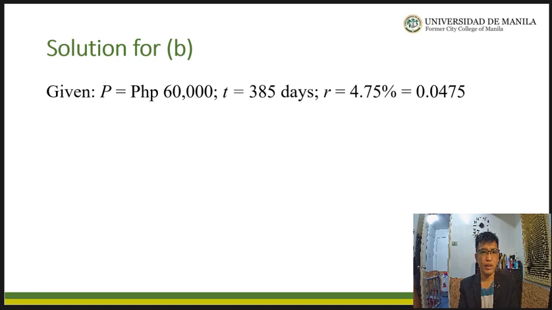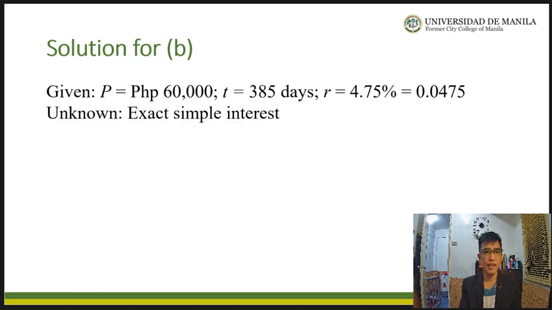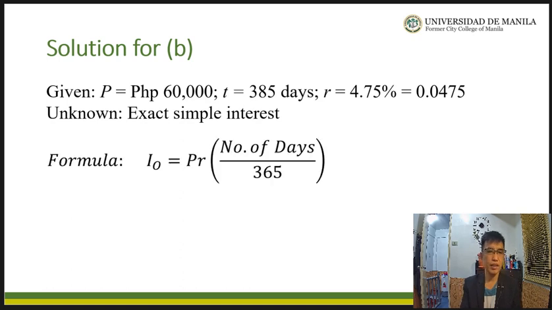And for letter B, the same, okay, what is given, but we are now asked to find the exact simple interest. And the formula is quite similar, but here we can see that the denominator on time t is in terms of 365 days already. Okay, so that is the difference between the ordinary and the exact simple interests.